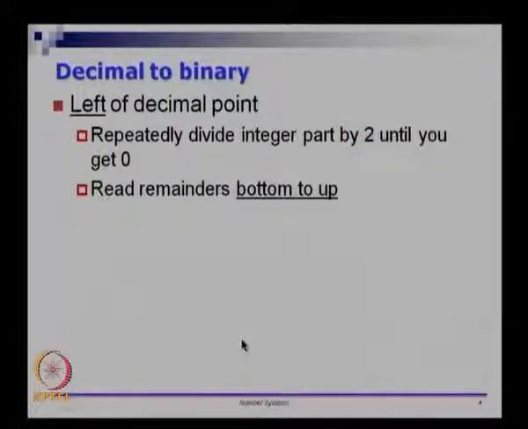Decimal to binary is slightly involved. You might have learned this in school, but I want to give it here for the sake of completion. So what you have to do is, for the left of the decimal point, you repeatedly divide the integer by 2 until you get 0 and read the remainders from bottom to top. So let us see this.